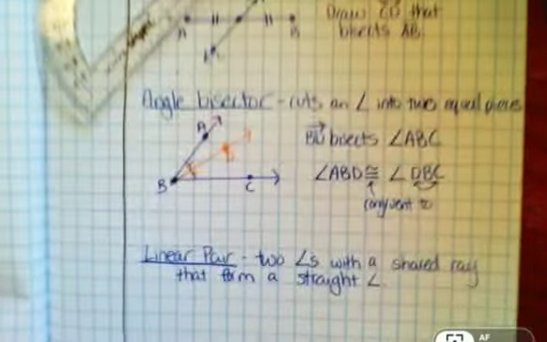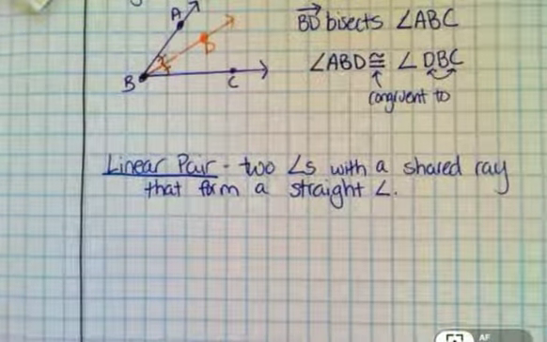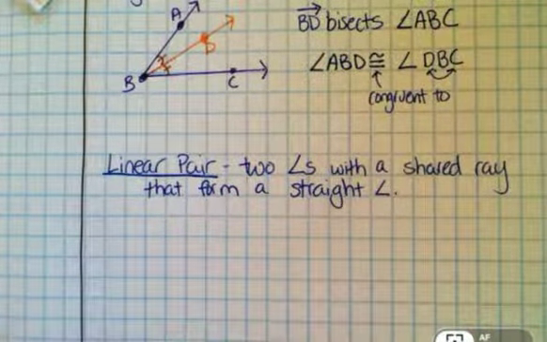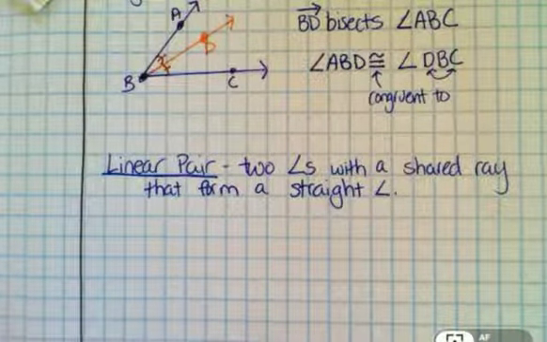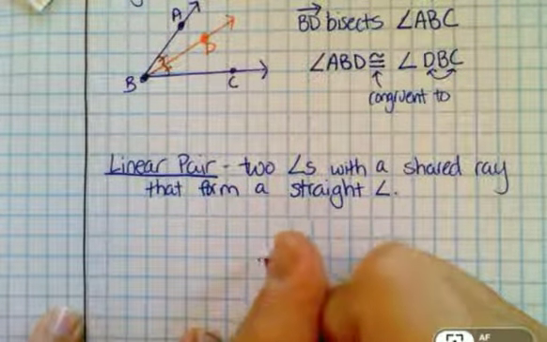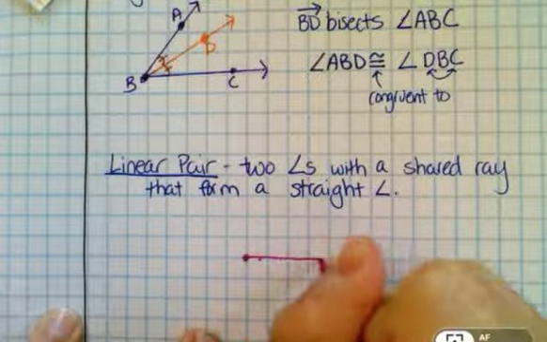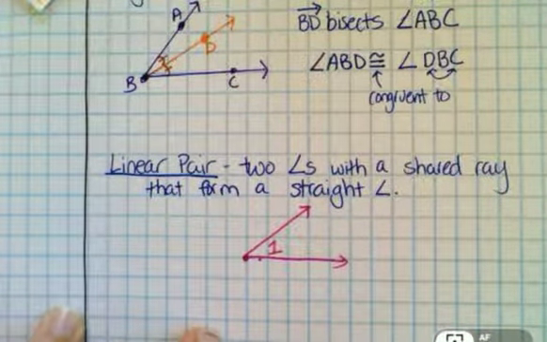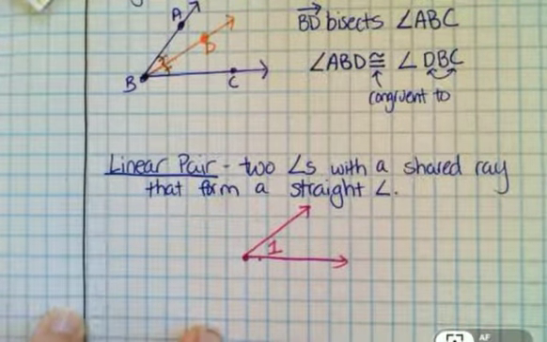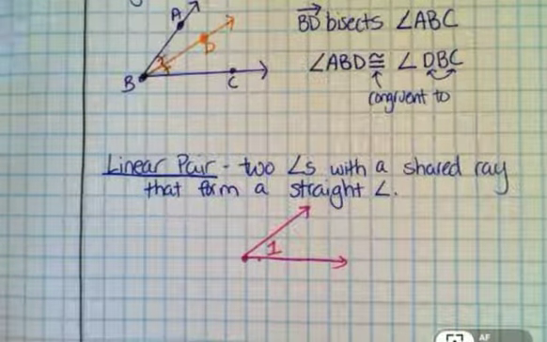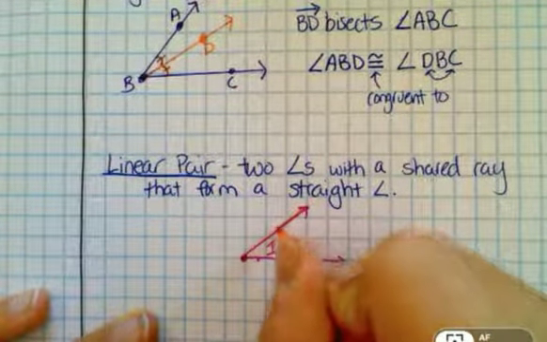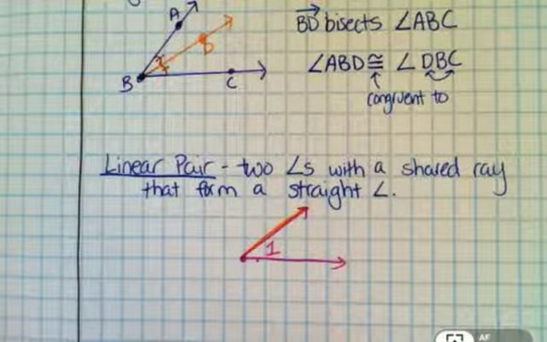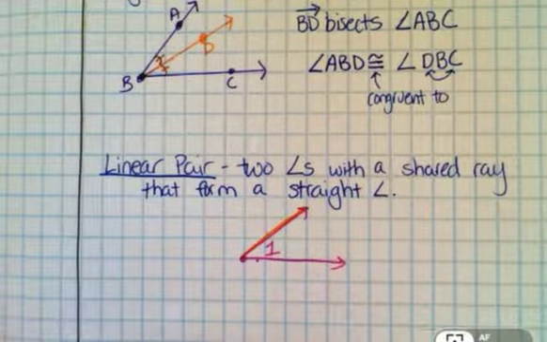So I'm going to show you what that looks like here. That means we're going to have an angle. I'll make an acute angle out here, and we'll call that angle 1. And then I'm going to have a second angle, angle 2, but it's going to share this same ray. So they have to have a shared ray. And then the other ray has to form a straight angle.